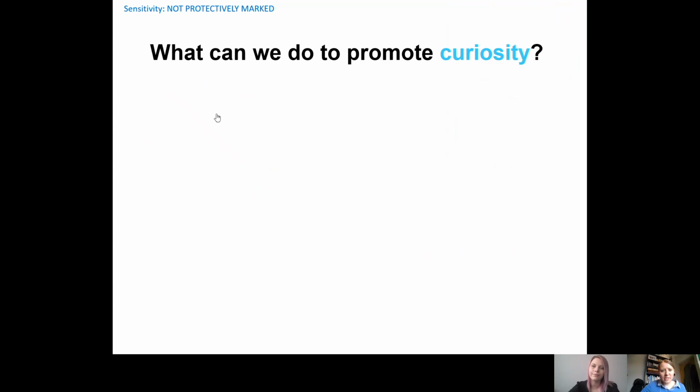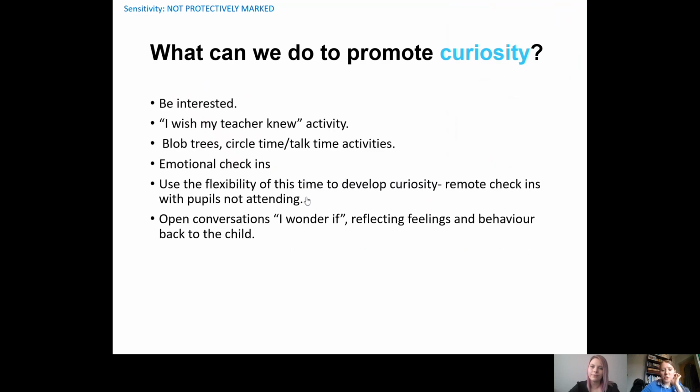So I'll just go into a little bit more detail. Thinking of what can we do to promote curiosity. Like I've just said, be interested. There's an activity called I Wish My Teacher Knew, which I'll come on to. There's having emotional check-ins. If you're interested in check-ins and in circle time, then you can speak to your educational psychologist about restorative practice. I know many schools have had training in restorative practice, and it's being used in a lot of settings. But check-ins are a way of engaging everyone in conversation.